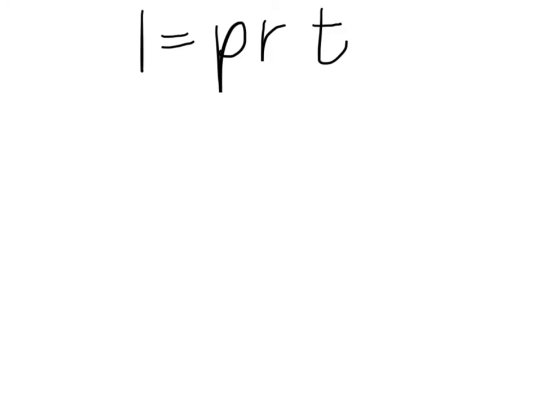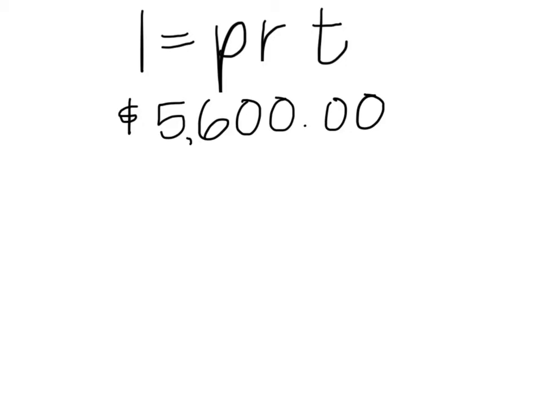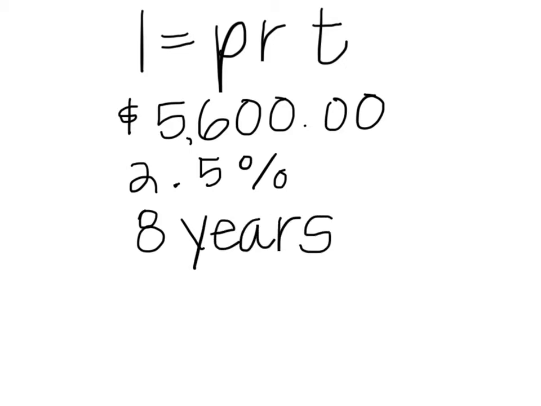Okay, another example. This will do the flip side, where we would deposit money into an interest-bearing account. So if I deposit $5,600 into my savings account, and let's say that it earns 2.5% interest, and I'm going to leave it there for 8 years, how much total interest would I earn over the 8 years? So again, the question is how much interest?